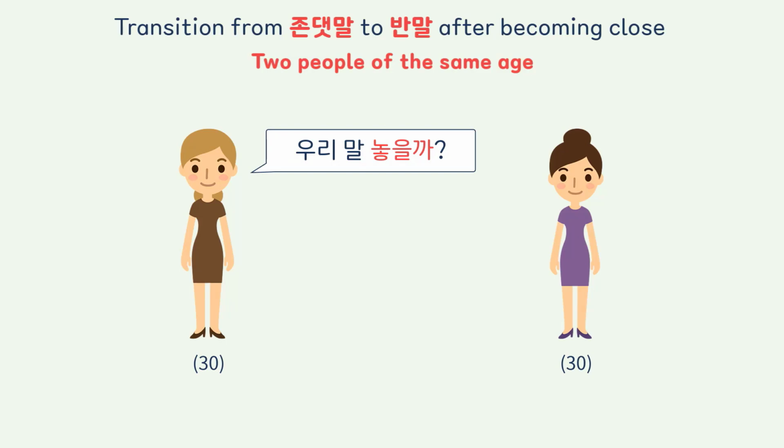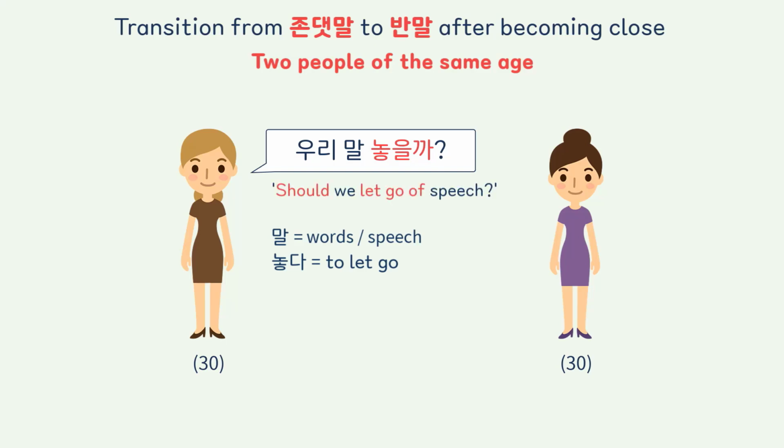Now, we learned earlier that 말 means words or speech, and the verb 놓다 means to let go. So the literal meaning, to let go of speech, doesn't make much sense. But this phrase means to let go of the formality between the two people and start using informal language. And between two people of the same age, either person in the relationship could suggest using informal language. And they could even suggest this when they meet for the first time, and it wouldn't be a problem.